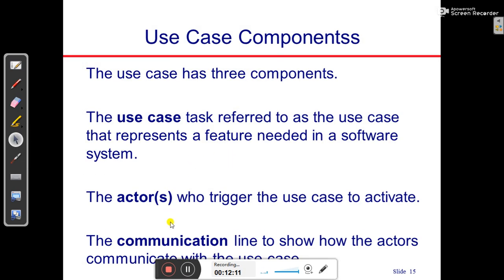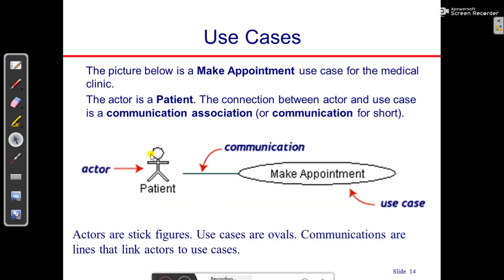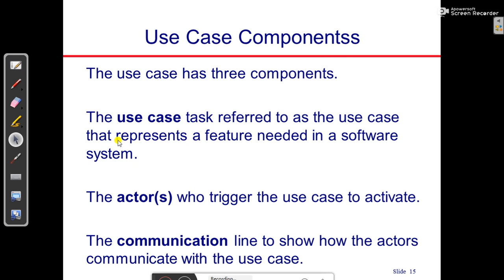The use case has three components. As we saw in the previous slides, one is the actor, one is the use case, and the most important one is the communication. A use case task, referred to as the use case, represents a feature needed in a software system. There might be lots of features in a single software, so there might be lots of use cases including different features.